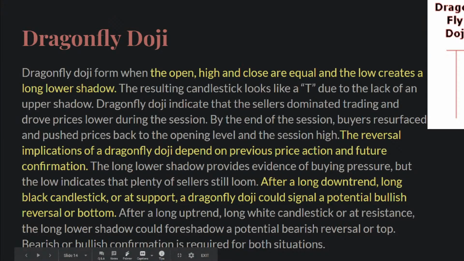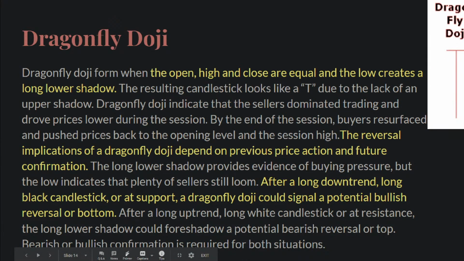Dragonfly dojis form when the open, high, and close are equal, and the low creates a long lower shadow. So in this instance, we can see that it opened at that top part of that candle. It went as low as this bottom, but then somehow managed all the way back up to exactly where it started. The resulting candlestick looks like a T.